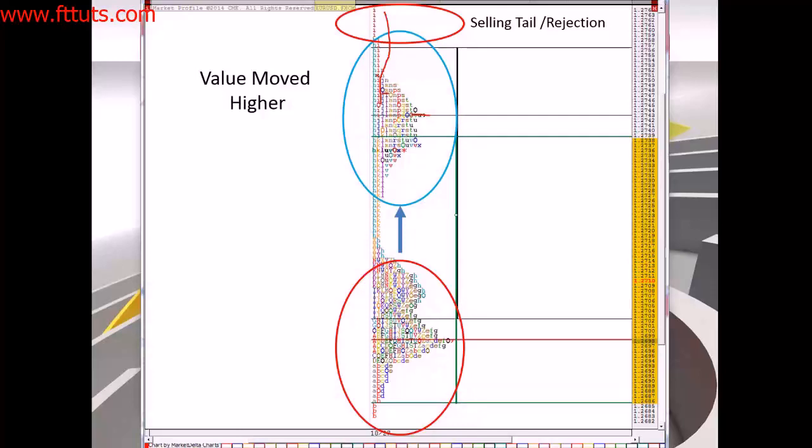So we ended up with what we would call a double distribution for the session. We had a distribution in this low range, and then it popped up. Another description that we often give this type of a structure or day session is a B, as in boy, B-shaped distribution, because we get a double distribution to the upside.